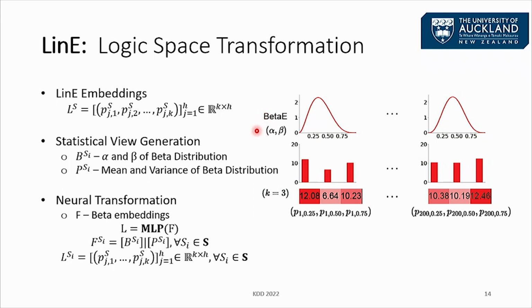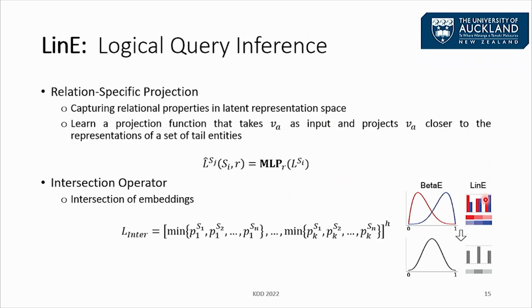After we perform the space transformation, from BetaE type of distribution into these line representations in high dimensional space, it will be the logical operations that we need to capture. In particular, we have the relation-specific projection. If we want to perform a projection for a contents type of relation, we need to learn neural functions to perform this transformation. For another relation, such as adjourn, we require another set of parameters, or another neural function, to perform that specific projection behavior.